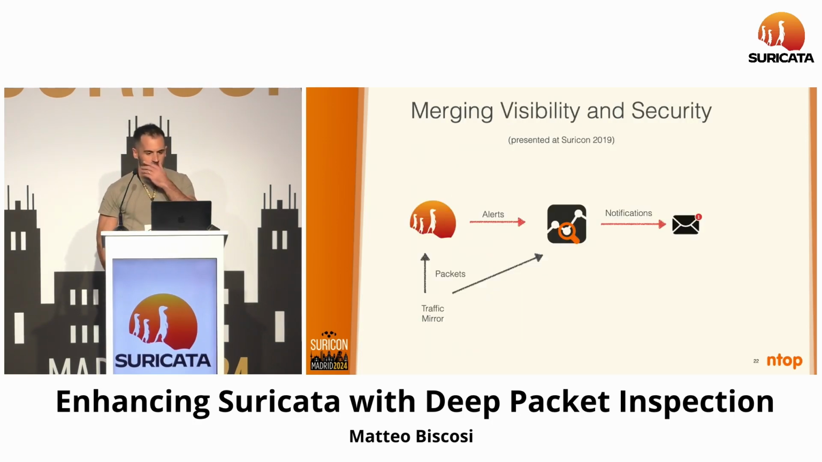Now, in 2019, we presented the Suricata and ntop integration that Luca was talking about before. So the ability to merge visibility provided by ntop with security, so with threat detection provided by Suricata. So it was possible to run ntop on a traffic mirror, Suricata on the same mirror. ntop was detecting the flows, the protocols, application protocols with nDPI, etc. And then was correlating this information with alerts coming from Suricata. So you had in a single place traffic monitoring, visualization, and alerts.